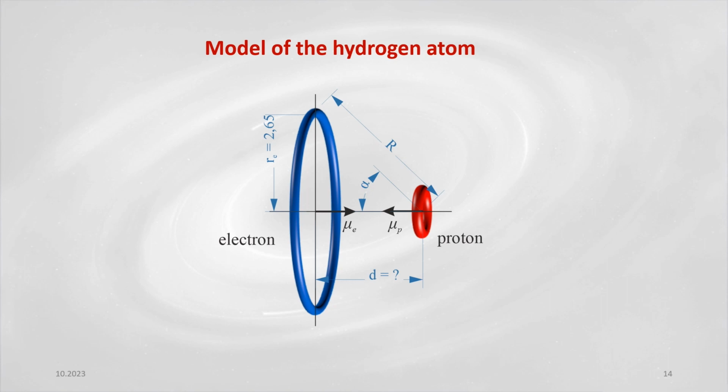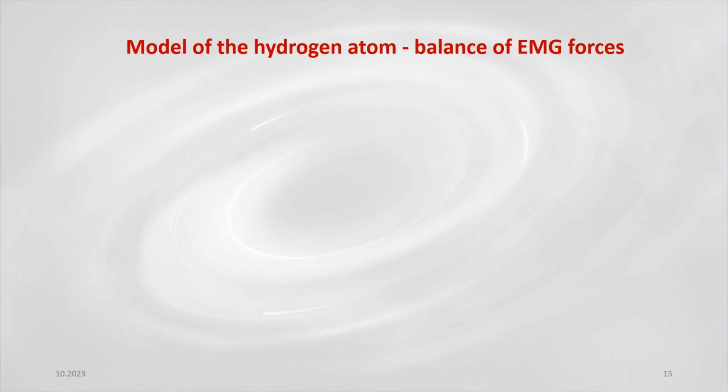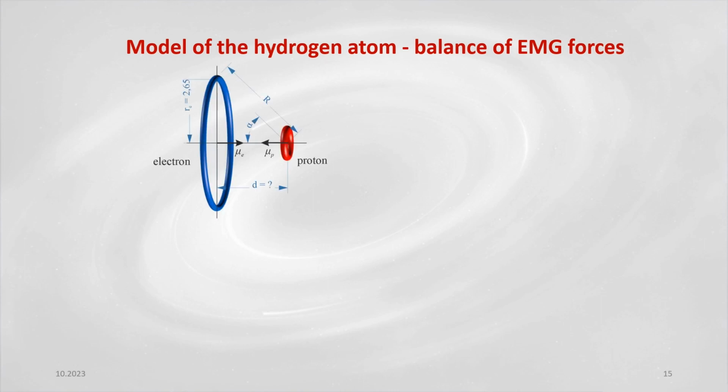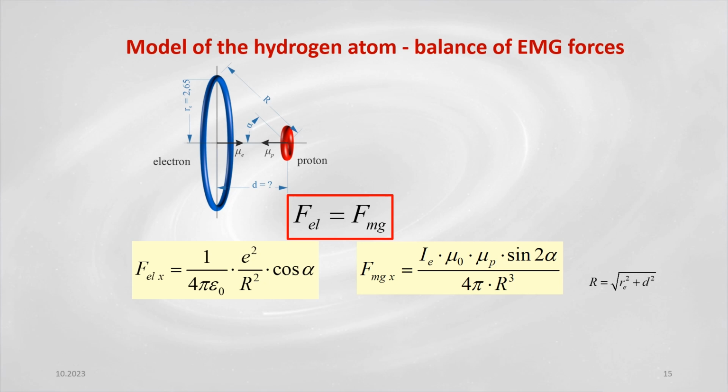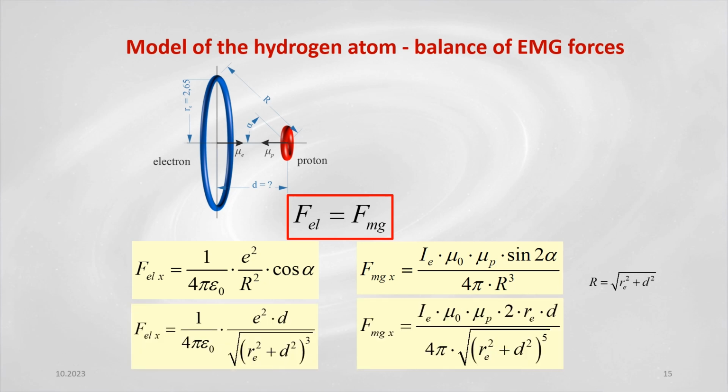The ring theory presents a model of a hydrogen atom as a system of a ring-shaped proton and a ring-shaped electron on a common axis. The vectors of their magnetic moments are antiparallel. Proton and electron are held on a common axis at a distance d in dynamic equilibrium by the attractive electric force and the repulsive magnetic force. We calculate the electric force in the axis of the rings using Coulomb's law and the magnetic force using Biot-Savart's law. In these equations, we express the hypotenuse and the sine and cosine functions using the values of ρ and d.